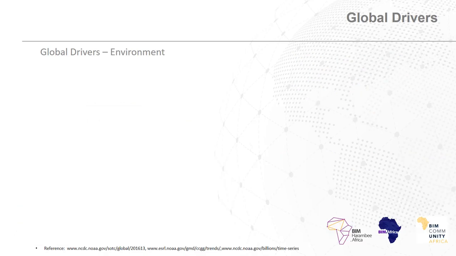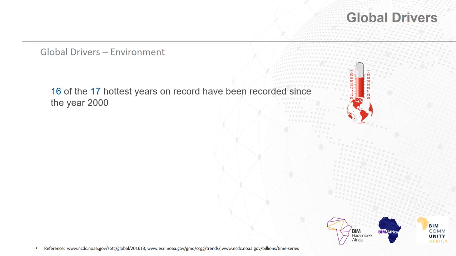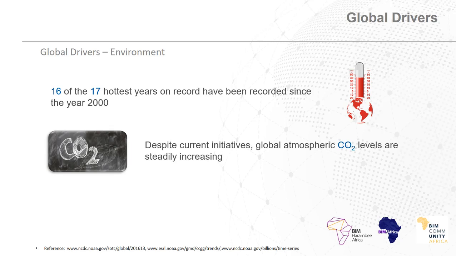Now we look at the environment as a global driver. It is a fact that global temperatures are rising. Data collected by the National Oceanic and Atmospheric Administration, or NOAA, has shown that we have experienced 16 of the 17 hottest years on record since the year 2000. In addition, despite global initiatives, there has been a steady rise in global carbon dioxide emissions. As a result of these climate extremes, there has been an increase in both the number and cost of global events.